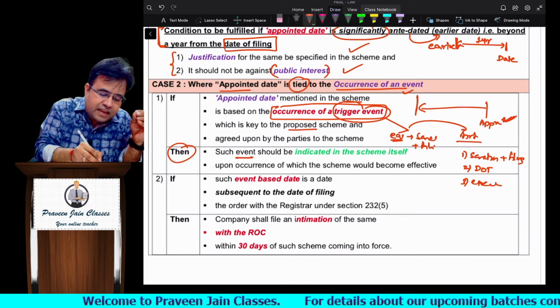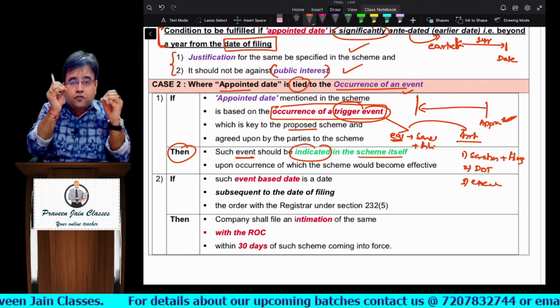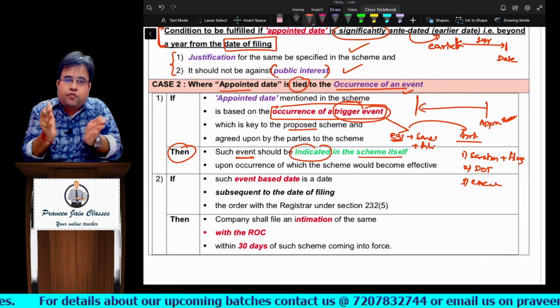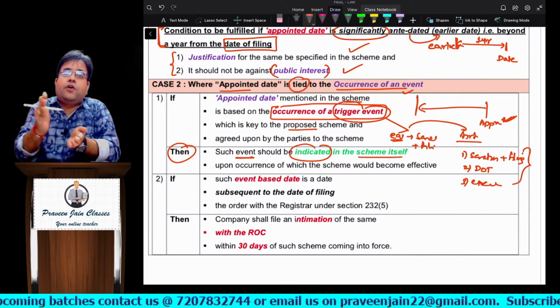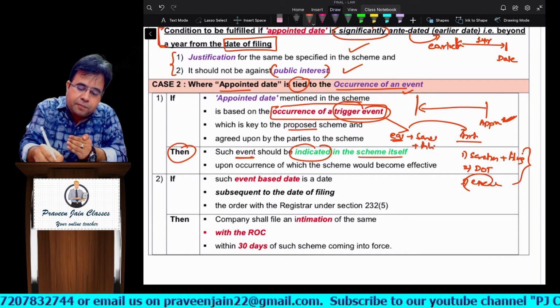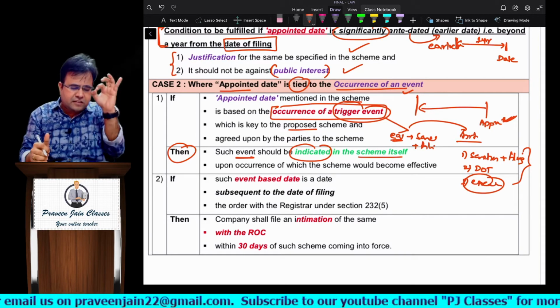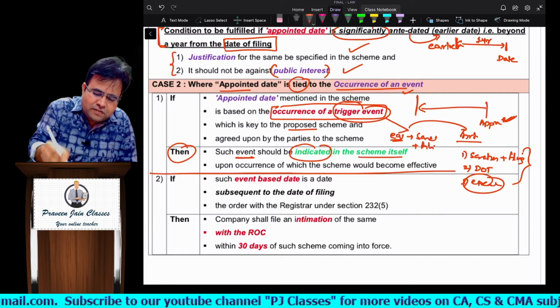Then such an event should be indicated in the scheme. You should specifically write what event you are waiting for. So we have specifically mentioned that we are waiting for a DOT application, we are waiting for sanction of the tribunal, we are waiting for that particular agreement to be executed. Clearly you have to write it, sir. Okay, so I guess this is very simple, sir.